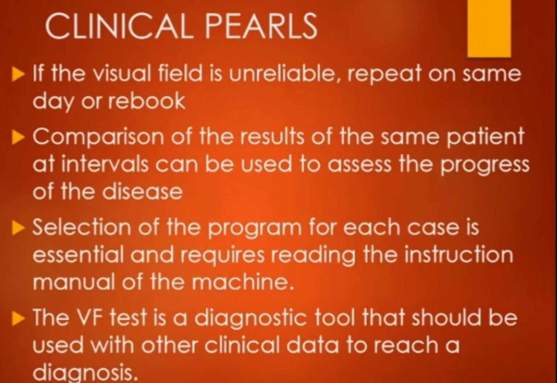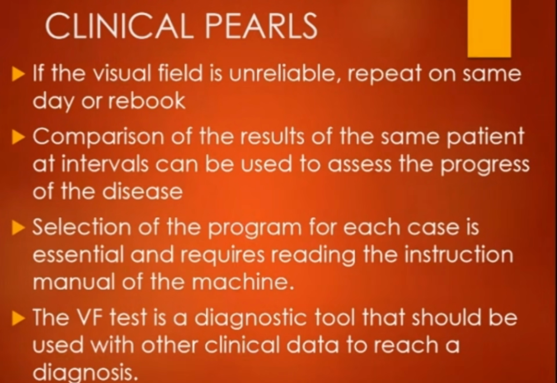If the visual field is unreliable, please repeat the test on the same day or rebook for another day. Then comparison of the results of the same patient at intervals can be used to assess the progress of the disease. Like I mentioned earlier, you have to always send your patient for the CVF test so you can check if the treatment regimen you're giving is actually good or not. You have to always compare the progression of the disease, and the only way to note the progression of the disease is by sending for CVF at intervals.